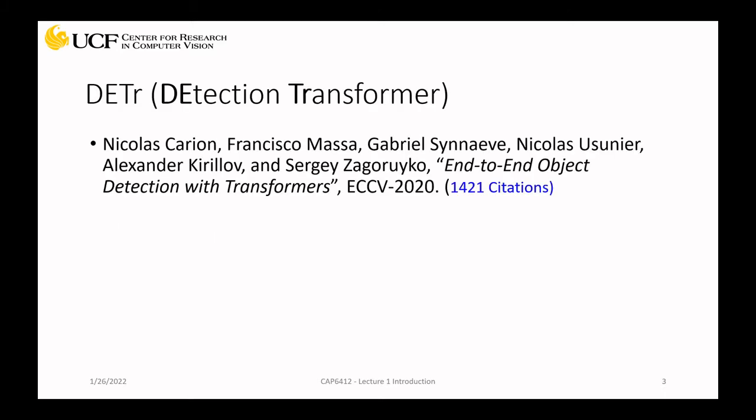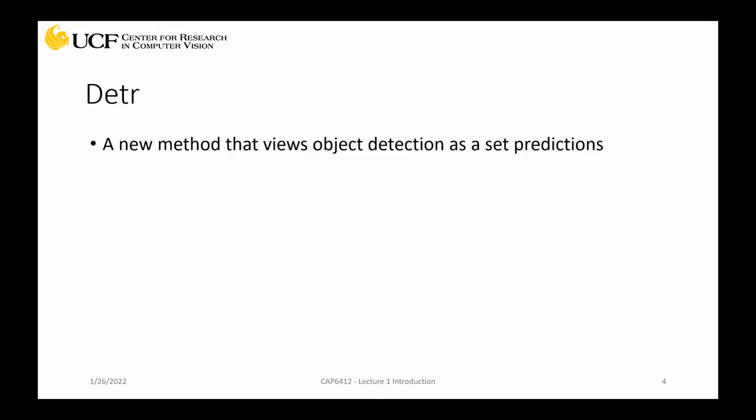So let's start with this thing. This is DETR. This is called detection transformer, and this was published in ECCV 2020, and it is called end-to-end object detection with transformers.